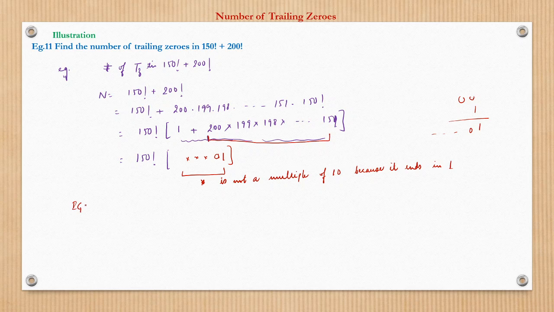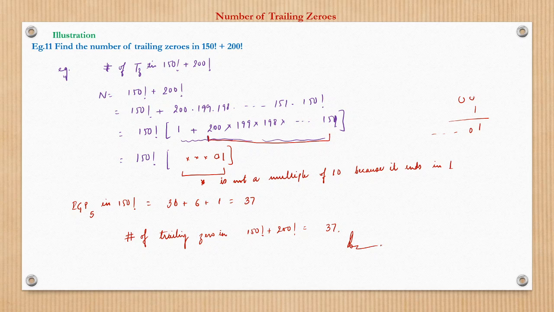So what we will do, we will find IGP of 5 in 150 factorial, right? We will not consider 2, because we will have enough 2s. So 150 by 5 is 30, 30 by 5 is 6, 6 by 5 is 1. So here we get 37. Therefore the number of trailing zeros in 150 factorial plus 200 factorial is nothing but 37. So this is the answer to this question.